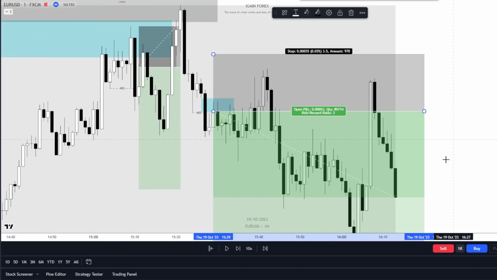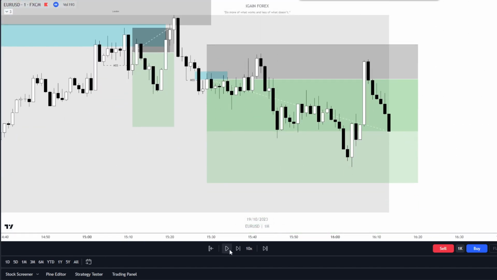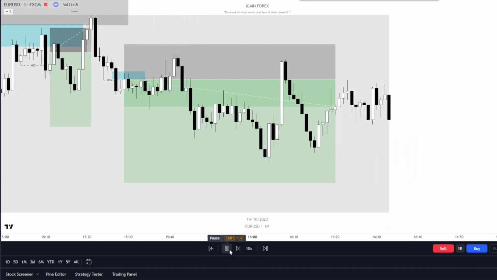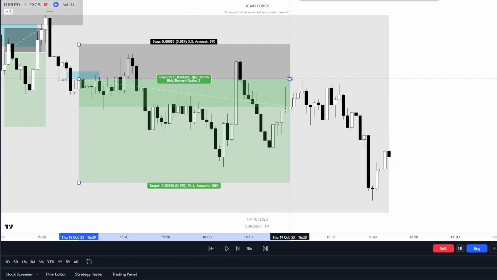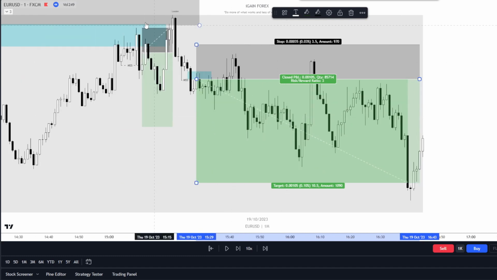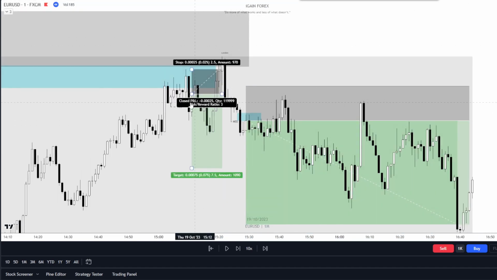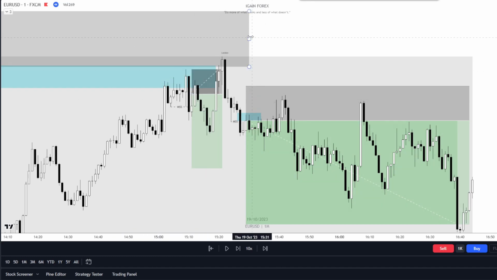Still not TP. There you go, guys. We have a take profit hit at this supply. The shift happens at the supply zone above. Even though we have a good setup in this fair value gap, still the market took this supply.